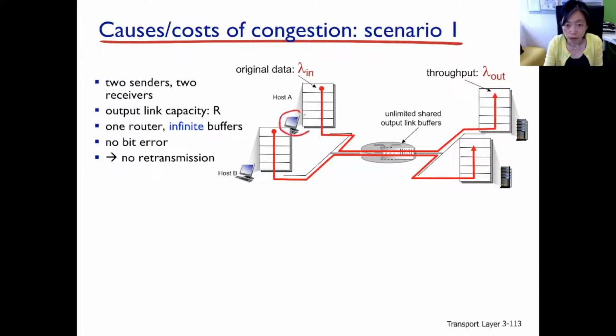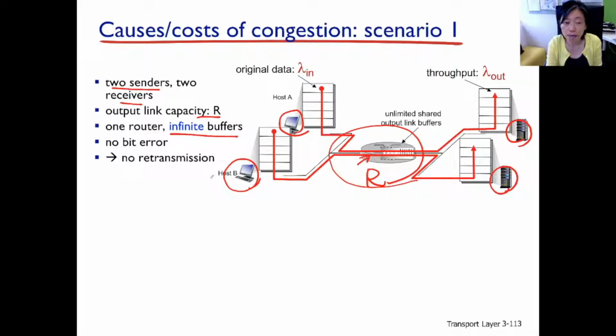Scenario 1 is this. You see here, we have 2 senders, host A and host B, and 2 receivers. So 2 servers receiving requests, I suppose. And we do have a link in the middle. The capacity is R. There's a router on the link that carries an infinite amount of buffer space. What that means is that there are no packet drops, because it just takes a long time for the packets to go, but they're never dropped because we have infinite buffers.